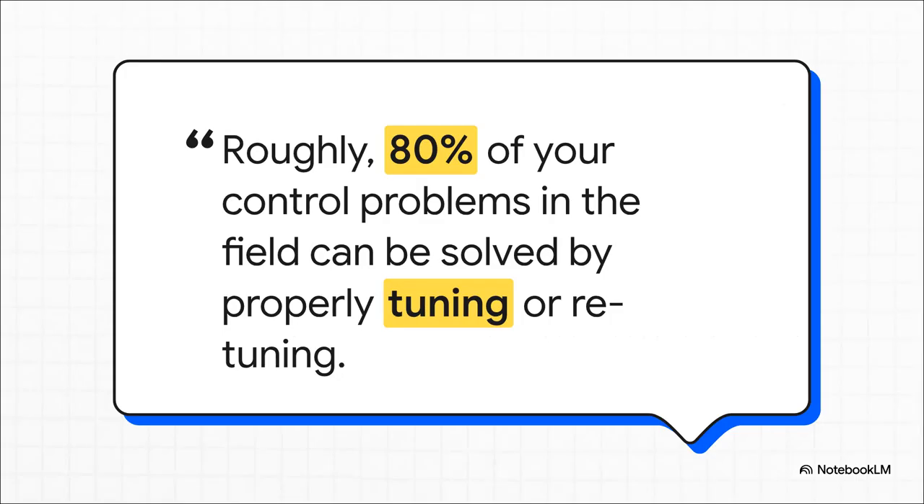I want you to let this sink in for a moment. This quote from the source material just highlights how absolutely critical this final step is. When something goes wrong in a plant, it's not always a broken valve or a faulty sensor. 4 out of 5 times, the problem is simply that the controller's tuning isn't right for the job anymore. Tuning is, well, it's pretty much everything.